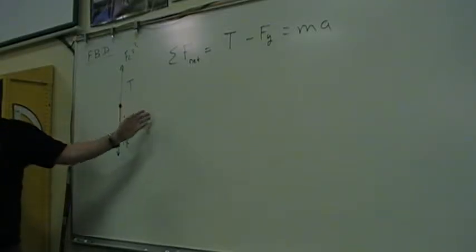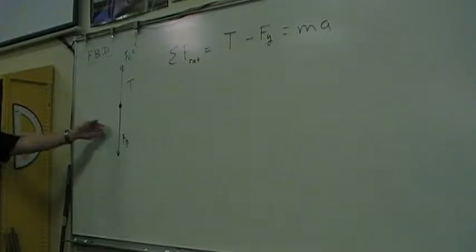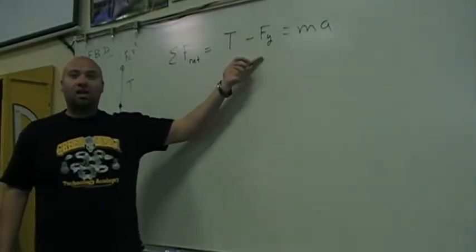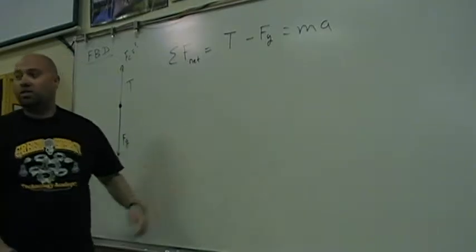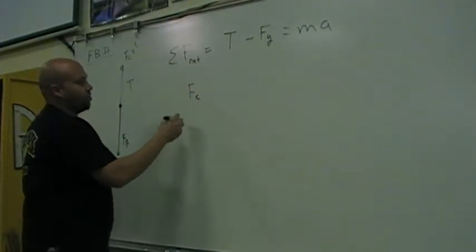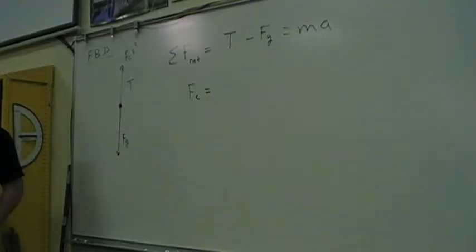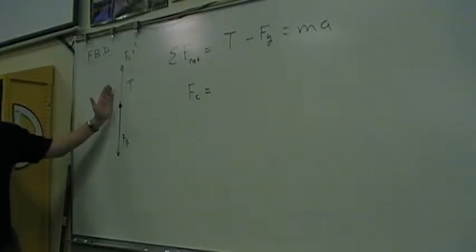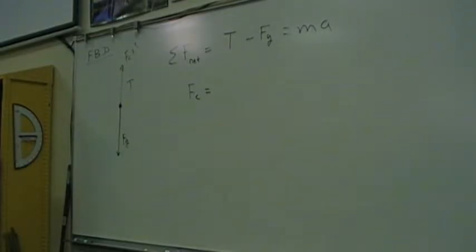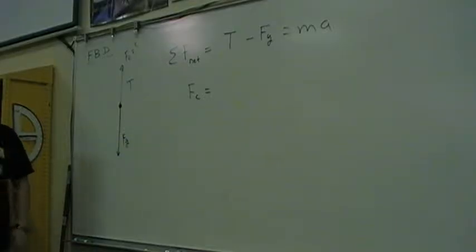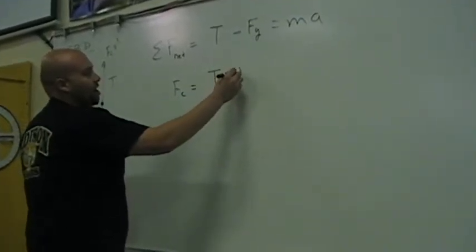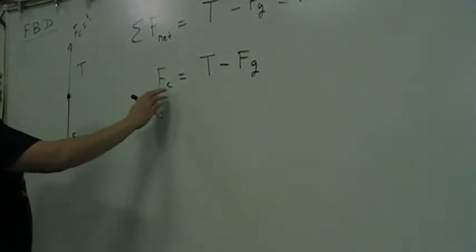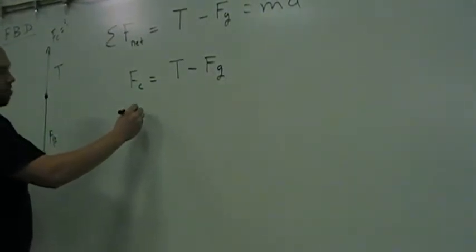So now, as Keller was pointing out, he said, well, isn't gravity a part of the centripetal force? And that is true, that's correct, it is. So this sum of the forces is actually equal to the centripetal force, because the centripetal force is the net force in the radial direction. And the radial direction is pointing towards the center of the circle. Fc equals the sum of the forces. So Fc is equal to T minus Fg. Fc can be replaced with m a_c.